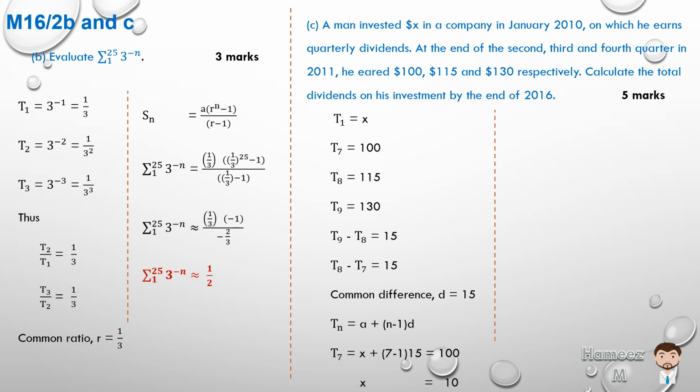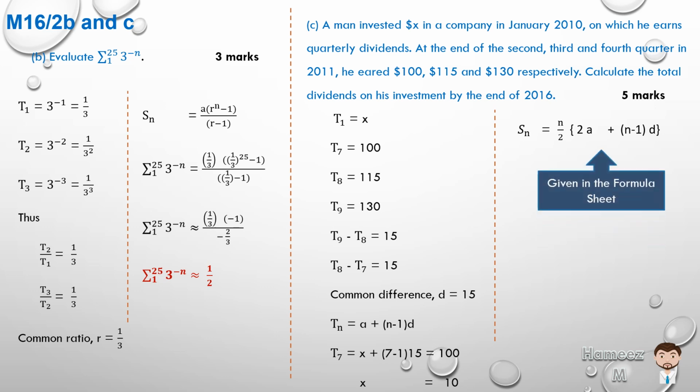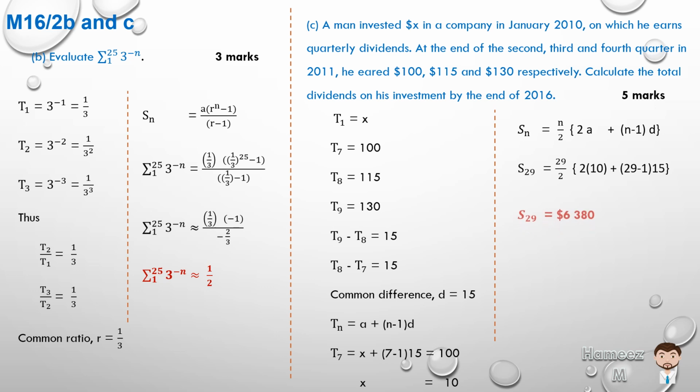So now we want to find the total dividends at the end of 2016. We know the formula Sn is equal to n over 2 times 2a plus n minus 1 d, and that's also given in the formula sheet, the sum of an AP. And the end of 2016 will be the 29th term. S29 is equal to 29 over 2 multiplied by 2 times 10, because a is 10, or x, which we just worked out, plus 29 minus 1 times 15. So the sum is 6,380. So that would be the total dividends that the man receives at the end of 2016.